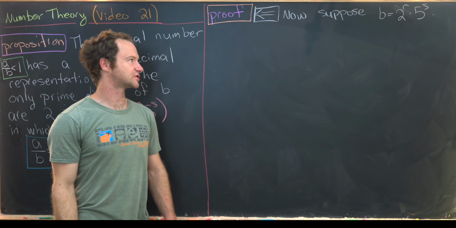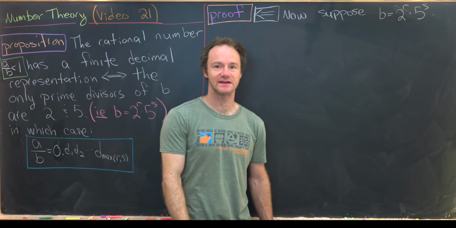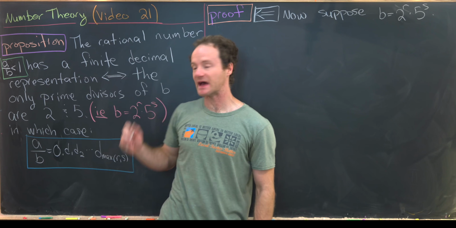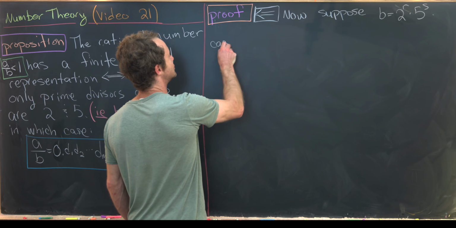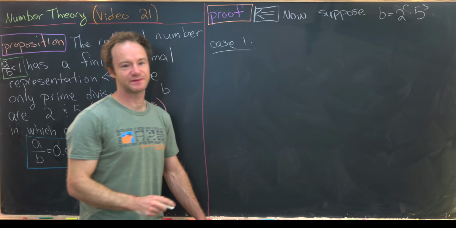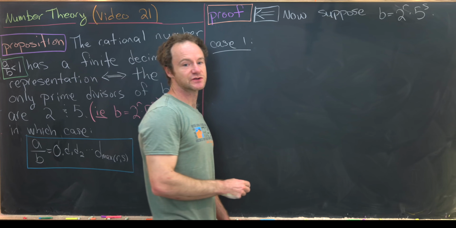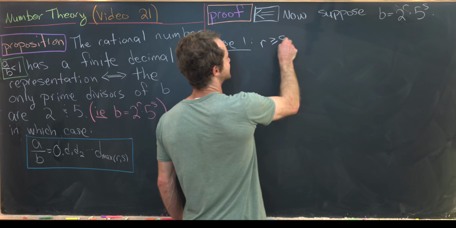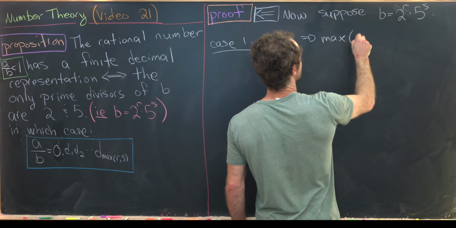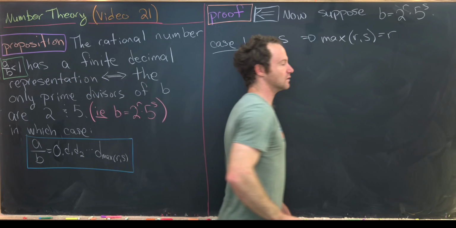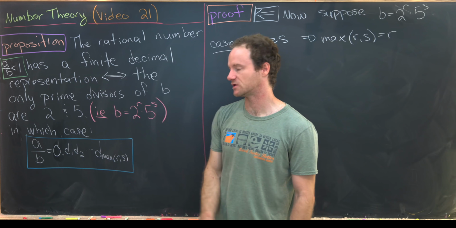Now we're ready to look at the reverse direction of this first proposition, and that is the only prime divisors of b are 2 and 5. So in other words, we can write b as 2 to the r times 5 to the s. This actually splits up into two cases. I'll only do the first case because the other one is really similar. You essentially do the same kind of thing. So for the first case, we will assume that r is bigger than or equal to s. But let's notice that that means that the maximum of r and s is equal to r.